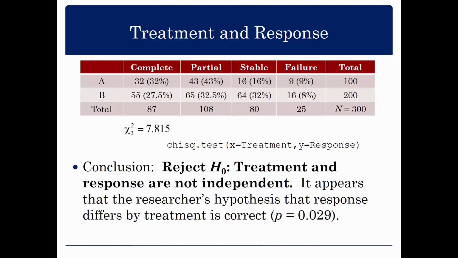Or if it's a small enough set of data, you can type in your treatment, A or B, and again, a record for each subject, and then the response of each subject, complete, partial, failure, and so on. And then if you plug this into whatever tool you're using, you'll end up with a p-value, a chi-square test statistic that's 7.815. And I'm not going to go into the details of the chi-square like I did the t.